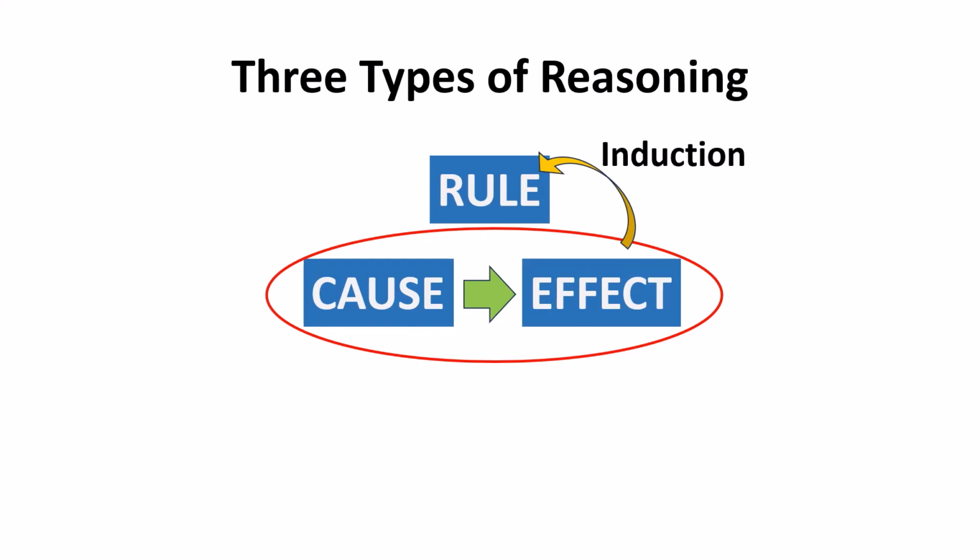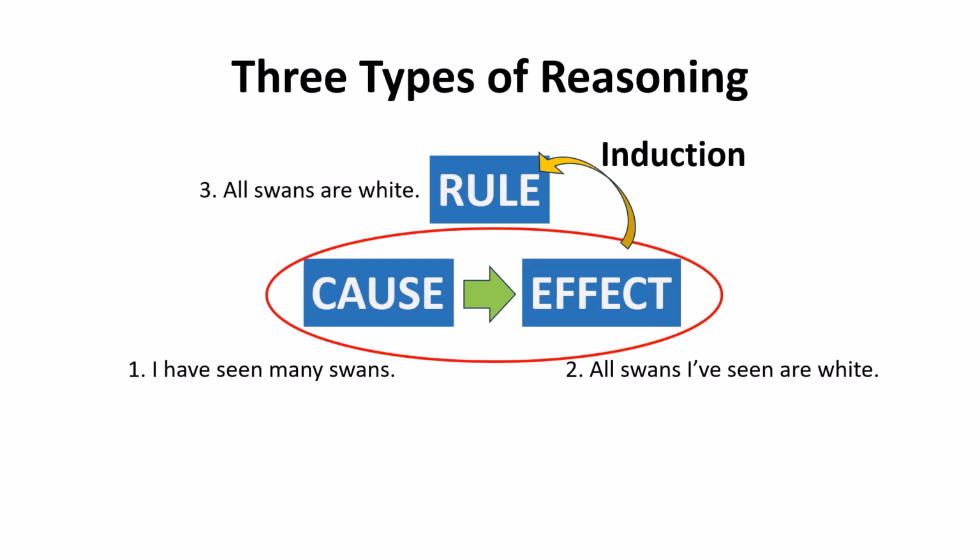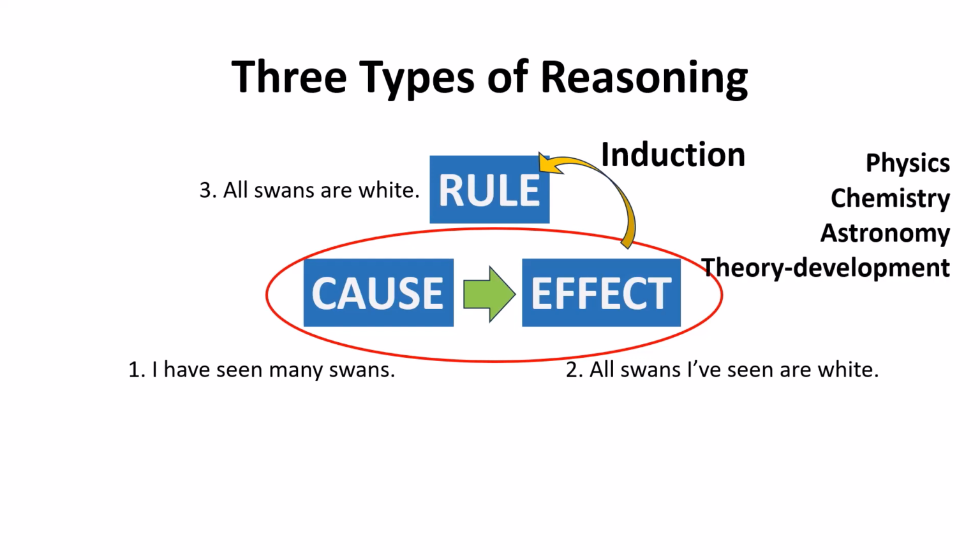Let's take an example. Suppose that I am observing swans, and in the process I notice that all the swans I see are white. Well, I could conclude a rule that all swans are white. That's because I haven't been to Australia and seen the black swans there. But this technique is good in all the hard sciences, just like before, except it's good for theory development. The theory development in this case is coming up with the rule that all swans are white. I would then use deduction to test the rule.